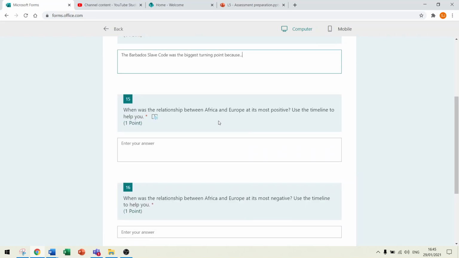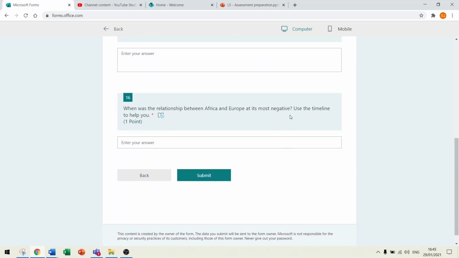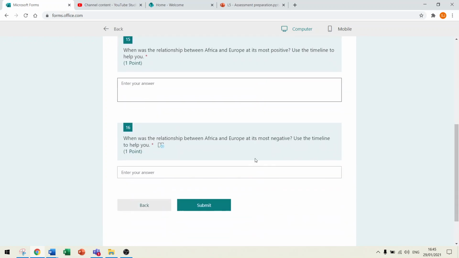Then what I'd like to do is consider when was the relationship the most positive. So when was actually the relationship between Africa and Europe good? When were they on good terms? And just explain your answer there. So which event on the timeline, and then finally, when was it at its most negative, and then just explain why you think that as well. That's all you need to do.